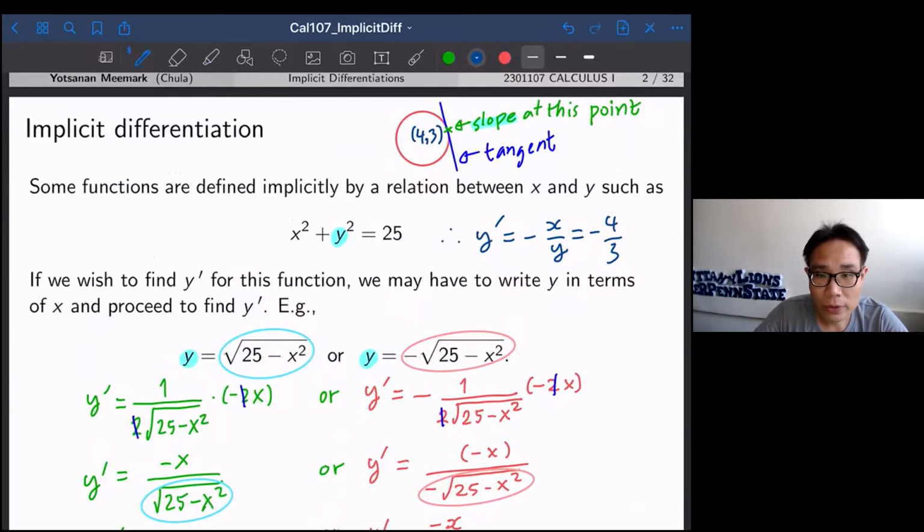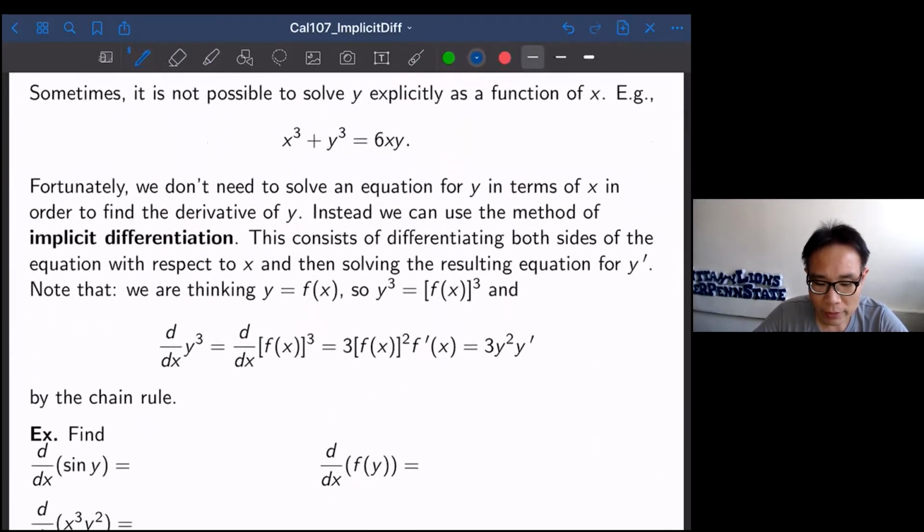Okay, so for the next one, you're going to see that sometimes it's not possible to solve for y explicitly. For example, you have y here and you have y here. So I would say that it's going to be difficult to solve for y. In this case, how would we find y prime if we're not able to solve for y?